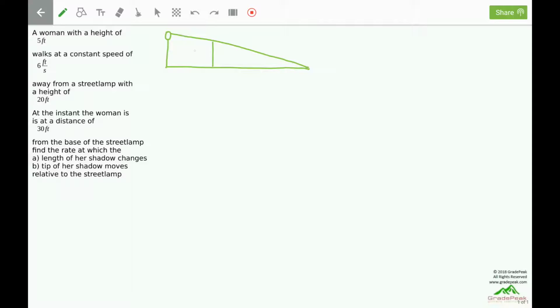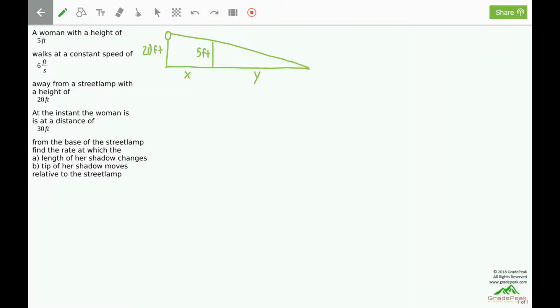The woman has a constant height of 5 feet. We can label that on the picture. And the street lamp has a constant height of 20 feet. We can also label that on the picture. But the woman's distance from the street lamp will be changing as she is walking away. Let's label that as X. And therefore the length of her shadow will also change. Let's label that as Y.